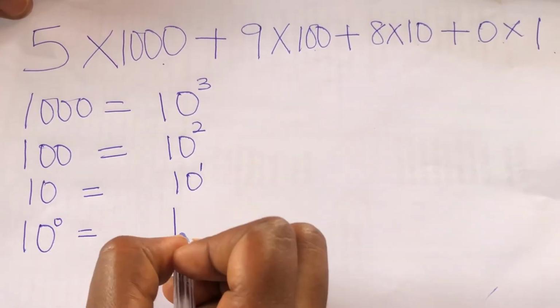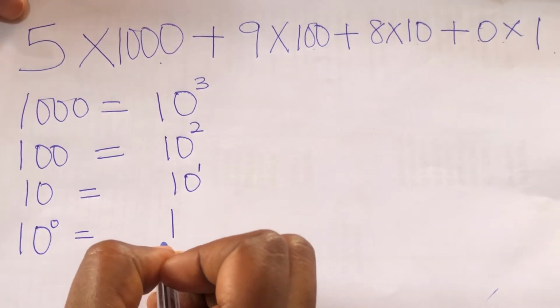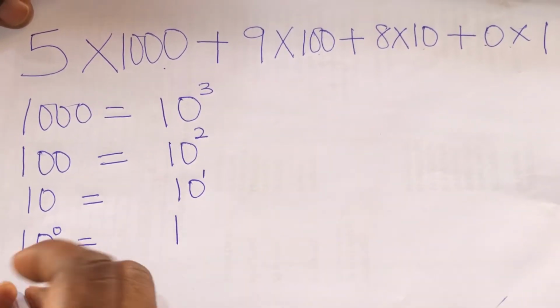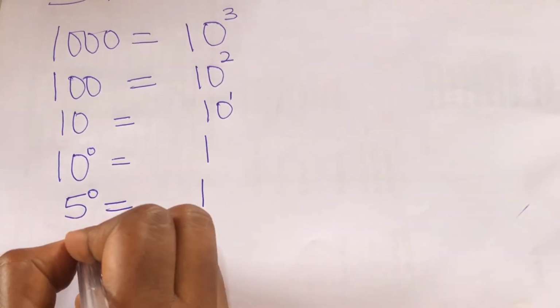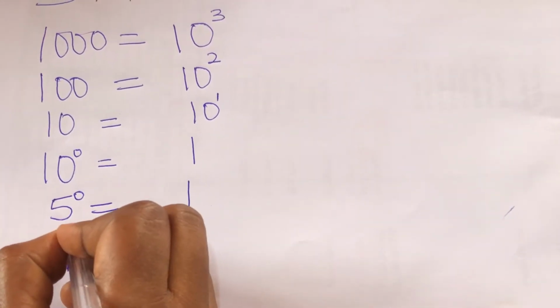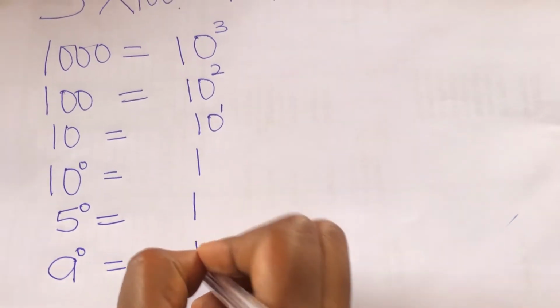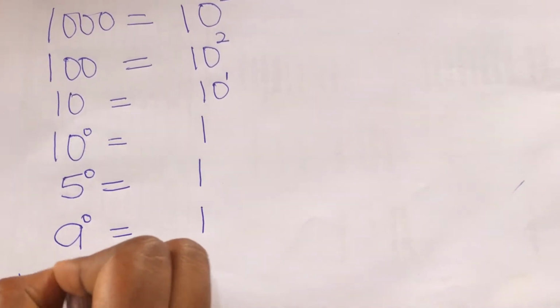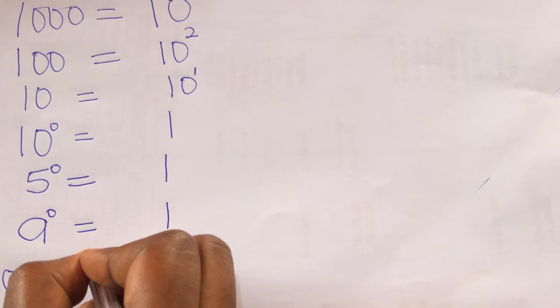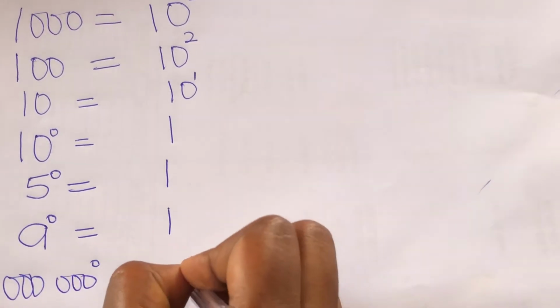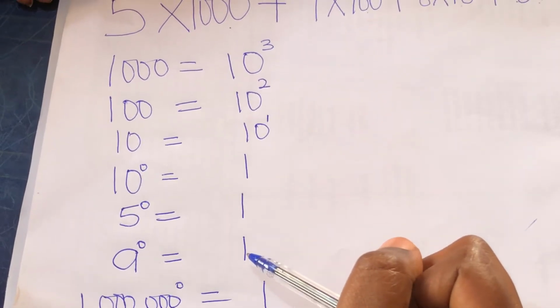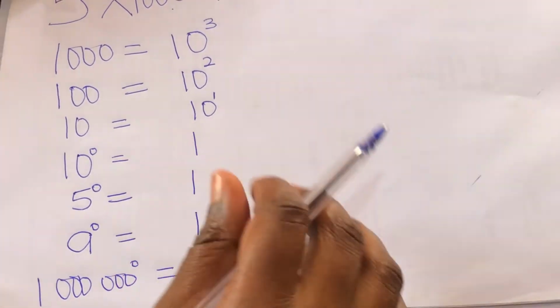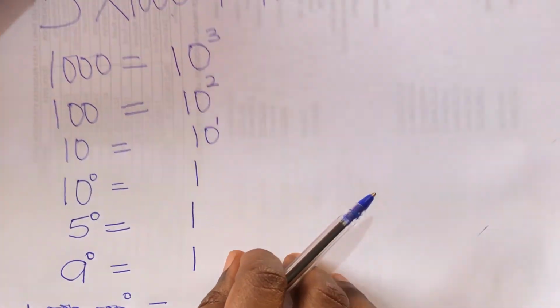So any number that is raised to the power of 0 is equal to 1. 5 raised to the power of 0 is equal to 1. Any number raised to the power of 0 is equal to 1. Even if it is 1 million, 1 million raised to the power of 0 is equal to 1. So you have to note that any number raised to the power of 0 is equal to 1. It's very, very important for you to understand that one.